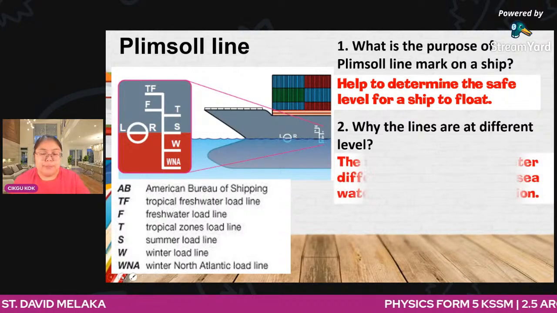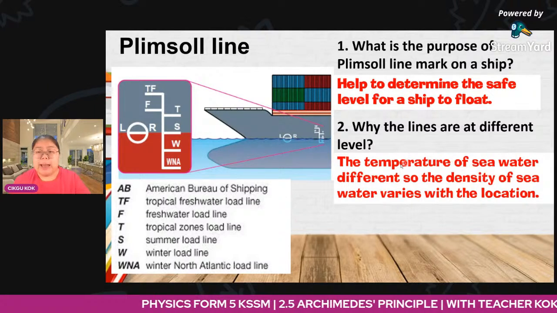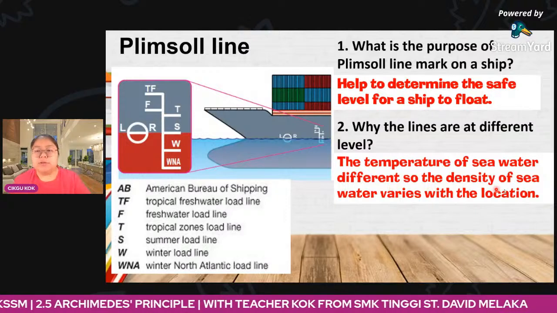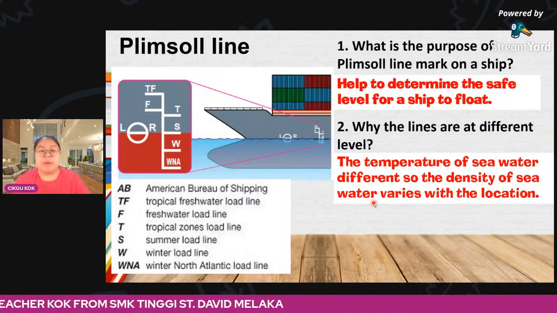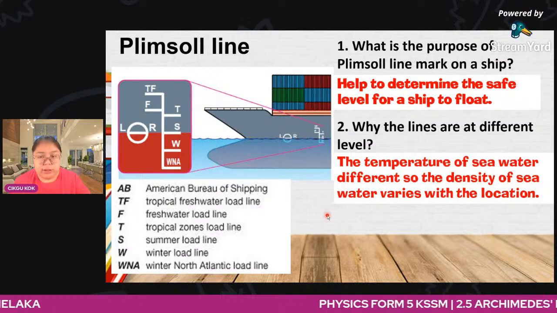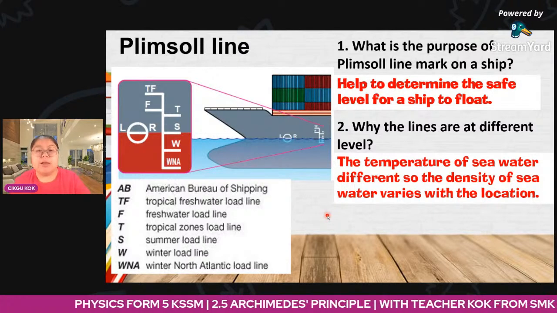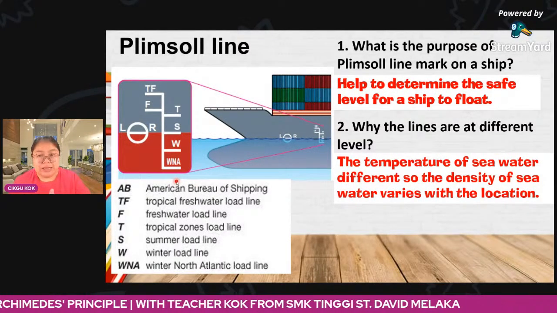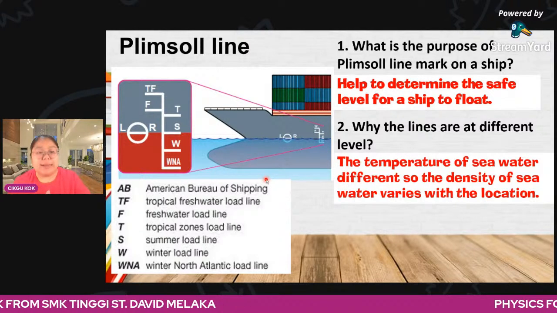Why? Okay, because of the density changes. Why will the density of the seawater change? Because of temperature. The temperature of the seawater will be different, so the density of the seawater varies with the location. In different locations, maybe the climate changes, maybe it's summer, maybe it's winter. When the temperature changes, it will affect the density of the liquid. So this Plimsoll line is there to guide the passengers and guide all the load put inside the ship to be at a safe level.